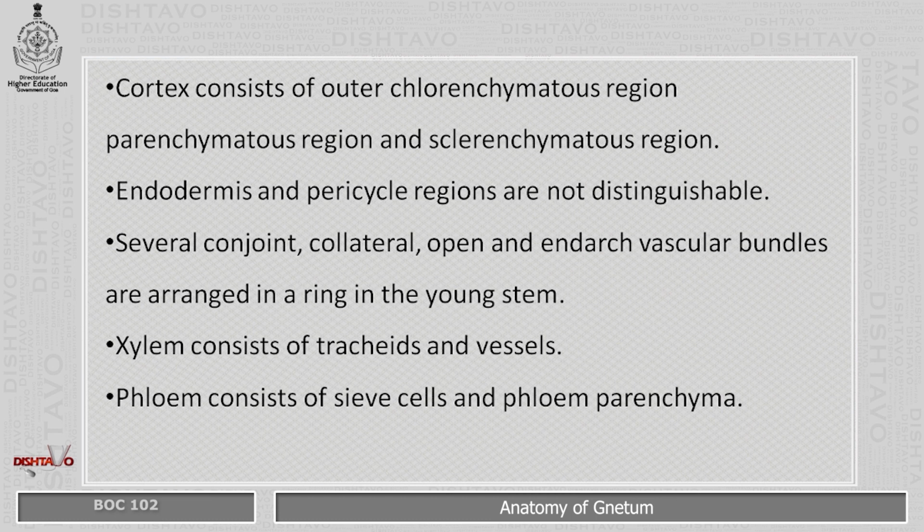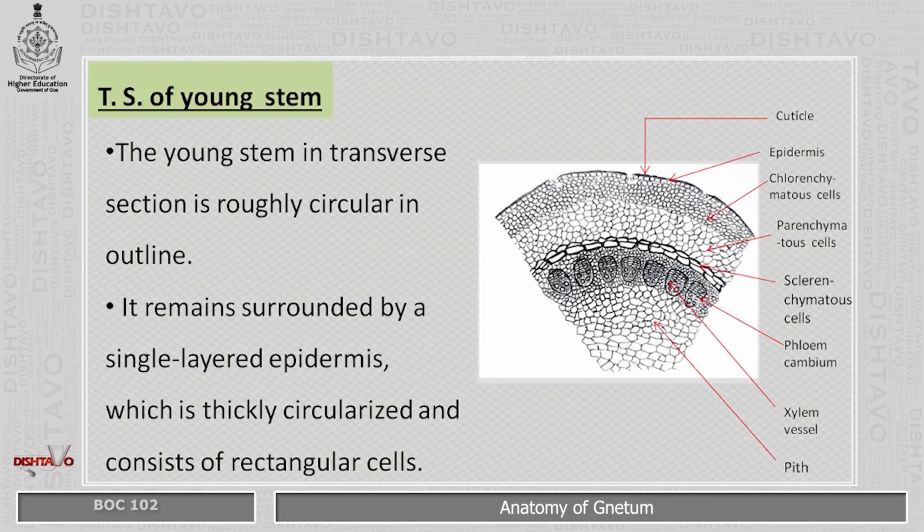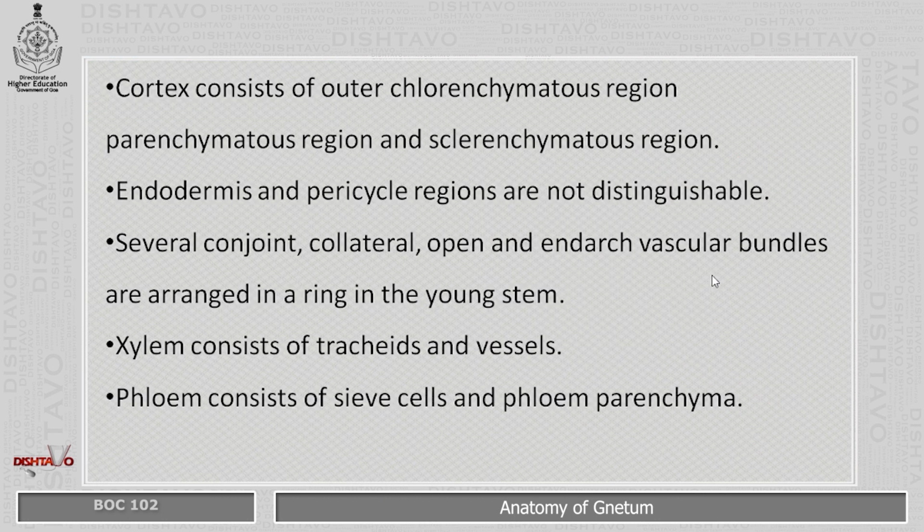Cortex consists of an outer chlorenchymatous region, parenchymatous region and sclerenchymatous region towards the inner side. Endodermis and pericycle regions are not distinguishable, as we can see in this diagram as well. There is no distinguished endodermis and pericycle. After the cortex, directly we can see the vascular bundles. Several conjoint, collateral, open and endarch vascular bundles can be seen in a ring formation.